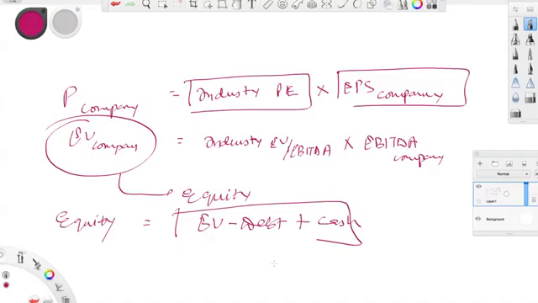So you can see how we are using the price multiple and how we are using the EV multiple. It's not that you cannot use the EV multiple with this company. You can use it, okay, but you have to convert that EV into equity value. And how do you do that? You subtract the debt and add back the cash and cash equivalents.